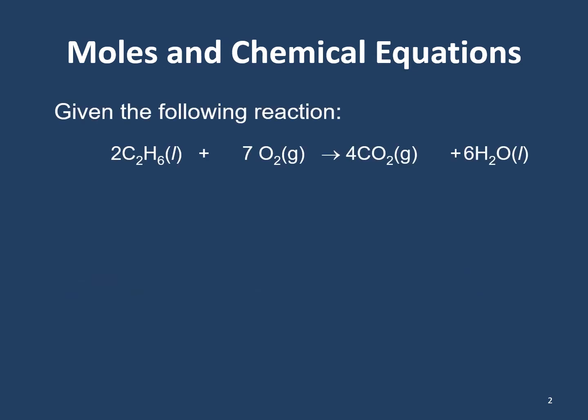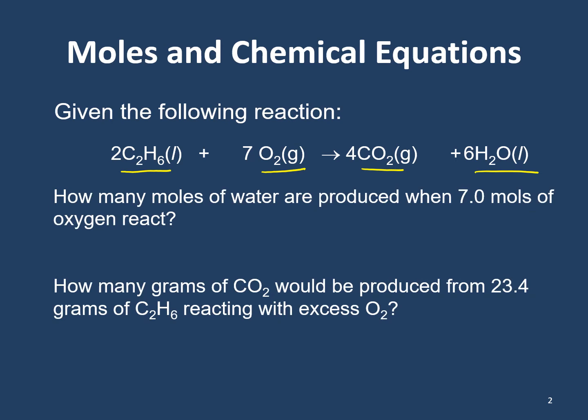So let's look at a problem. Here we have the combustion of ethane. We have C2H6, that's ethane, reacting with oxygen to form CO2 gas and water in the liquid state. This is a balanced reaction for us already, and maybe we want to ask, how many moles of water are we going to make when we react 7 moles of oxygen?